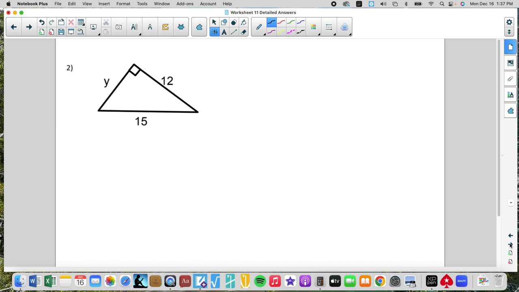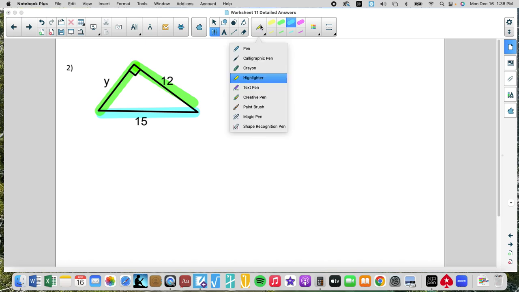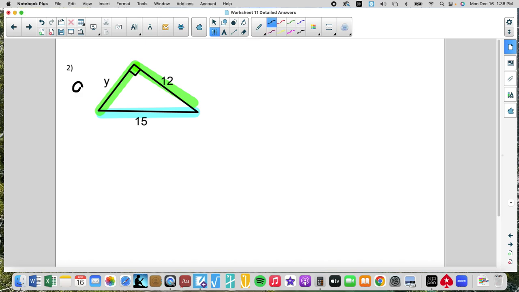I like this one because students have to figure out what are the legs and what is the hypotenuse. Legs, hypotenuse. So your A and B are going to be your legs, and C the hypotenuse. So you have y squared plus 12 squared equals 15 squared.